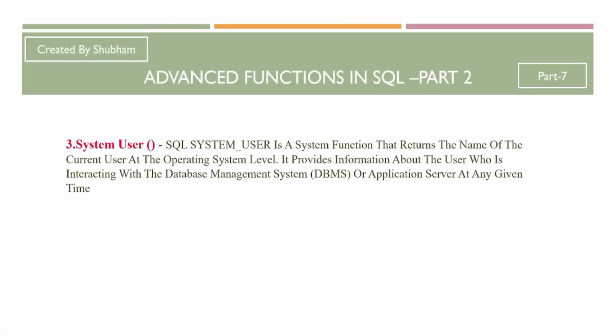Our next function is SYSTEM_USER. This SYSTEM_USER function returns the name of the current user at the operating system level. It provides information about the user who is interacting with the database management system or application server at any given time. And it is very easy to use, guys. You simply need to use it with the select command, that's it. So let's move to the SSMS screen and apply this SYSTEM_USER function.